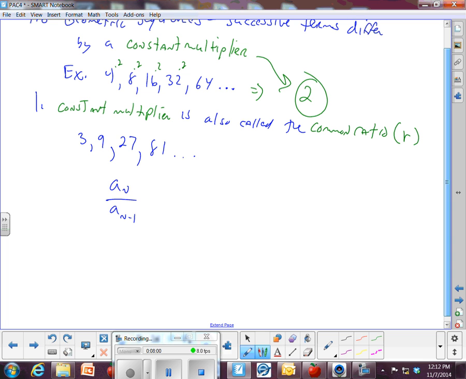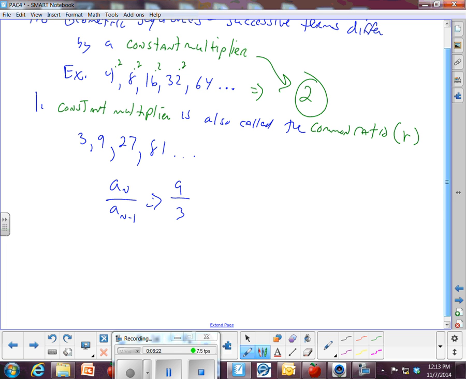Right? N minus 1 means the term before. Don't let that scare you. It's just a way of saying a general statement. All this means is take a term and divide it by the previous one. So, for example, we could take the 9 and divide it by the 3, right? And didn't that give us the 3 common ratio?